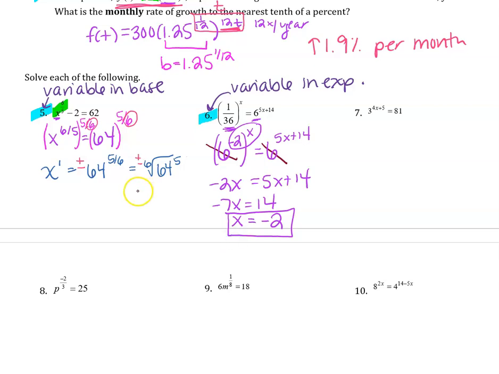Well, the 6th root of 64 is 2, so this is plus or minus 2 to the 5th. 2 to the 5th is 32, so the answer is plus or minus 32. That's what x equals. Now, I'll show you why this is in your calculator.